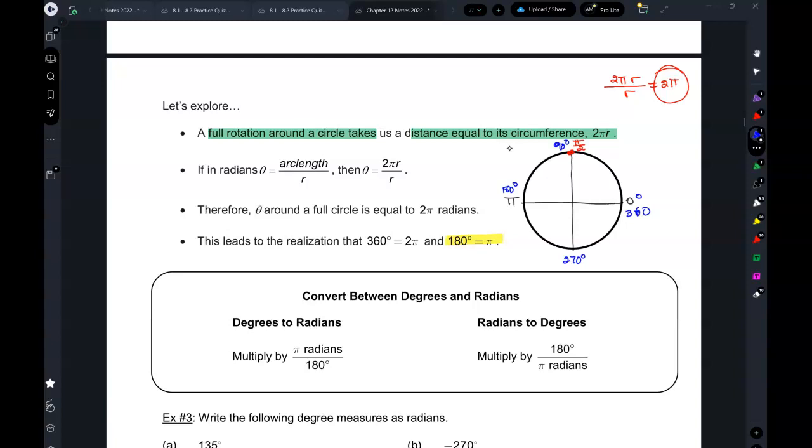By the time I get to 270, it's 3 corners. Pi over 2, pi over 2, pi over 2. So it's 1 pi and a half. So that's 3 pi over 2.